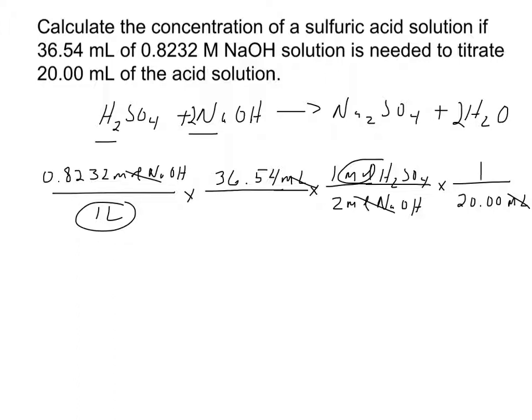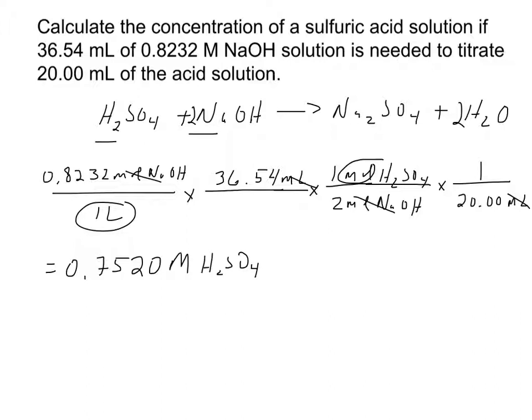It's just a neat little shortcut trick that you can do as long as your volumes have the exact same units. So when we calculate this out, we'll see that the concentration of the sulfuric acid solution is 0.7520 molar sulfuric acid solution.